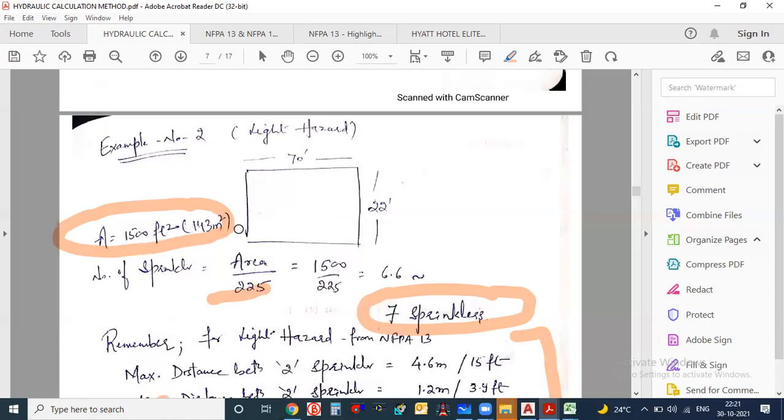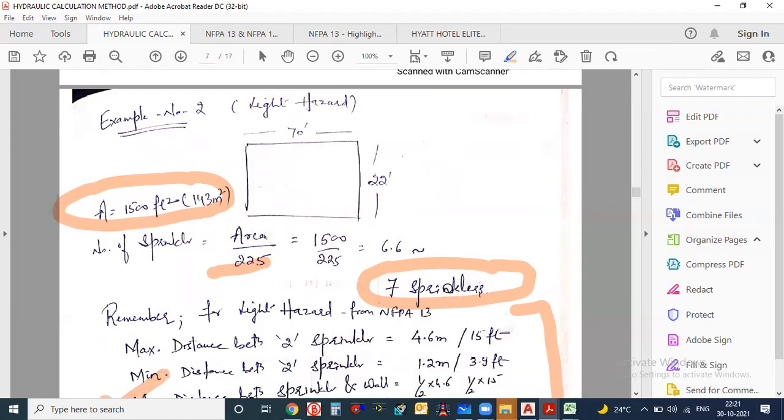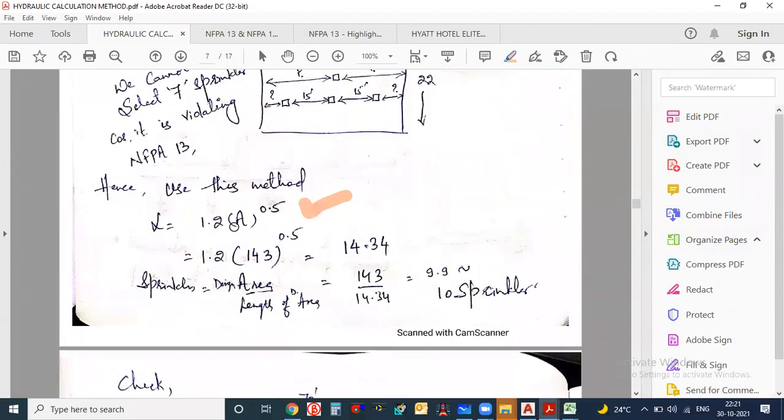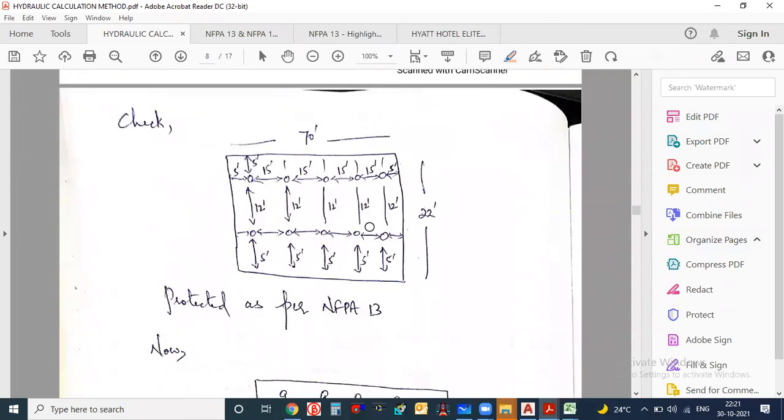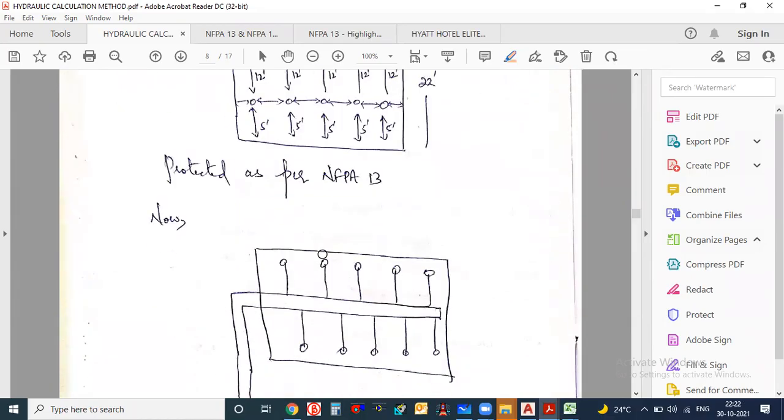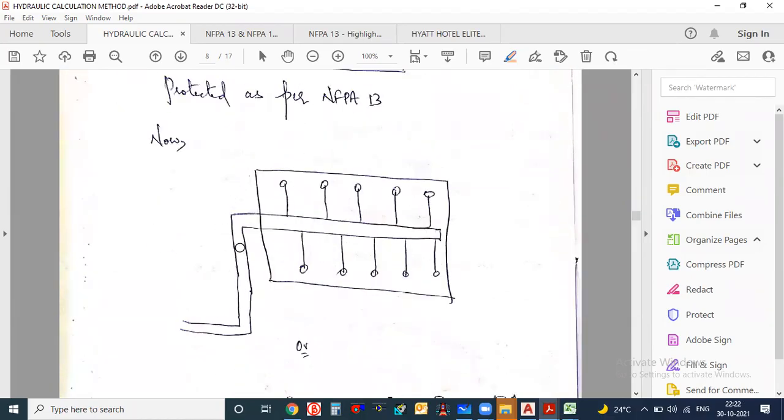See the difference. I am taking the same area and dividing by 225, I am getting 7 sprinklers. Same sprinkler, same area, and dividing by this density area method, I am getting 10 sprinklers. So this is the difference. Then what I have done is I have kept 5 sprinklers on the top and 5 sprinklers on the bottom, and I have checked the distance between the two sprinklers as per NFPA 13. I have created one network. Okay, like the sprinklers are placed.